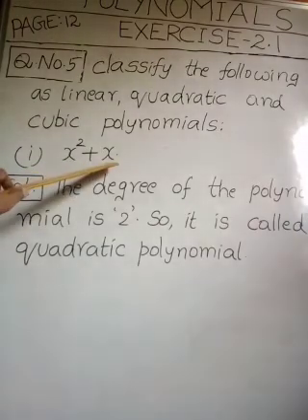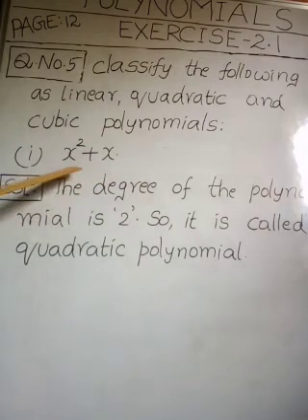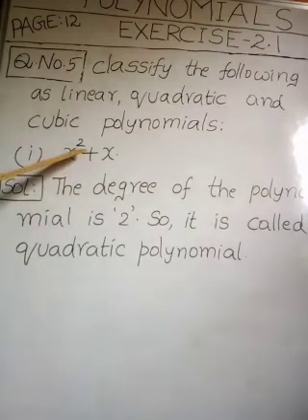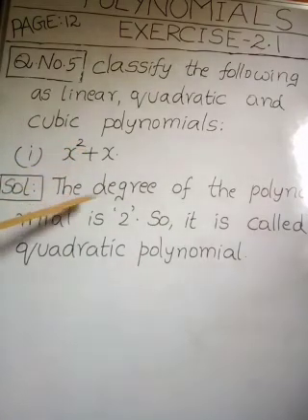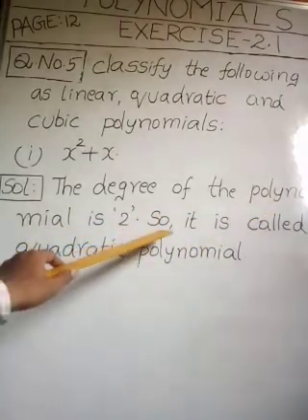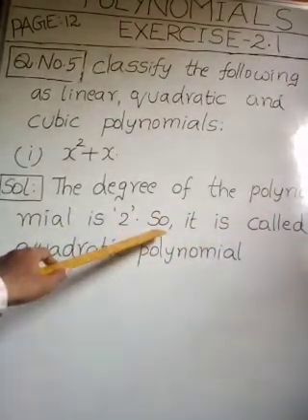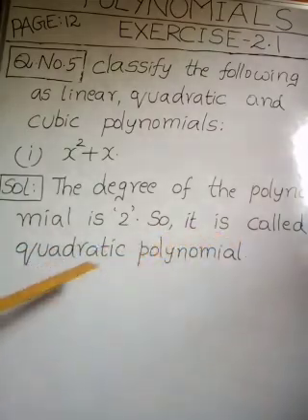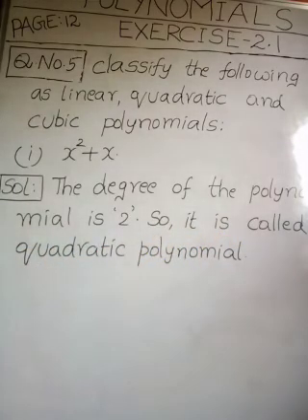x square plus x. This is the given polynomial. What is the degree of the polynomial? 2, because the highest power of x is 2. So the degree of the polynomial is 2. So what is this polynomial called? It is called a quadratic polynomial. Understood this point, my dear children?